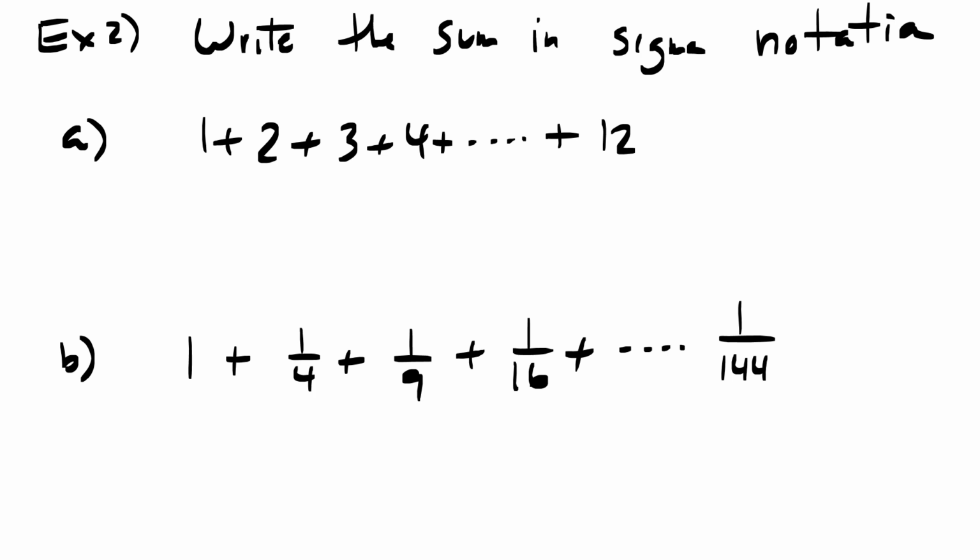So let's go. It looks like 1, 2, 3, 4, 5, 6, 7, 8, 9, 10, 11, 12. So that means I'm going to make my little sigma notation there. It looks like i is equal to 1, which I'm starting with, going up to 12, and the formula is just i itself. Are we good?